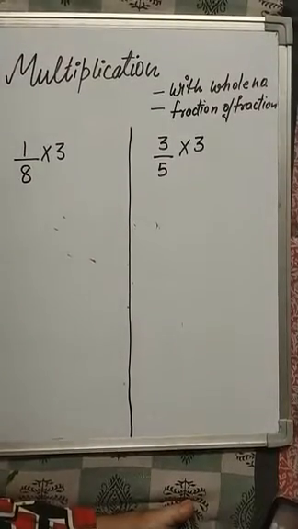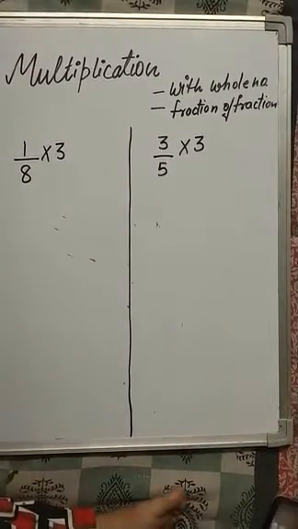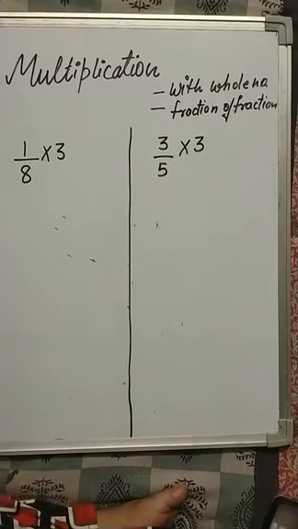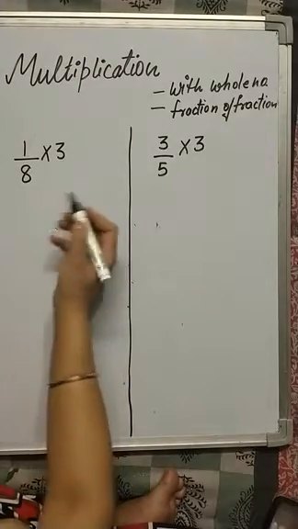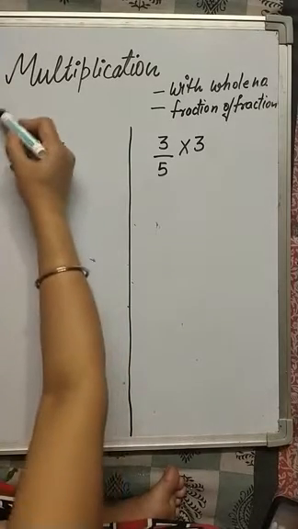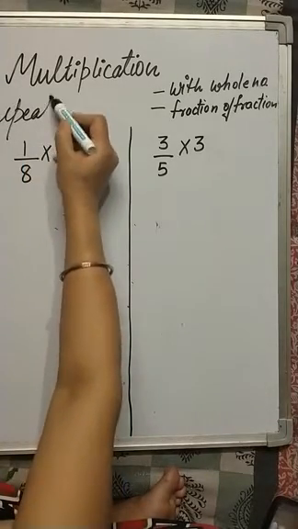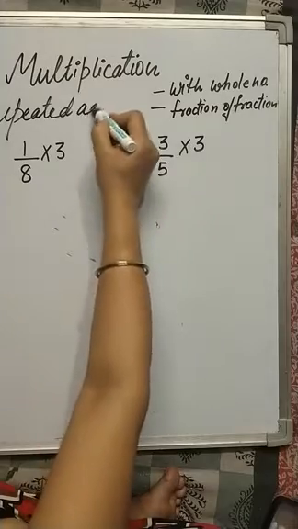Everyone, this session is about multiplication of fractions. First thing is how to multiply a fraction with a whole number. To multiply a fraction with a whole number, we know that multiplication is repeated addition.